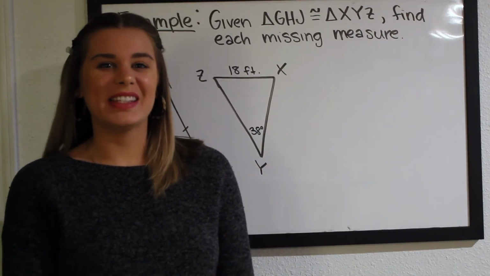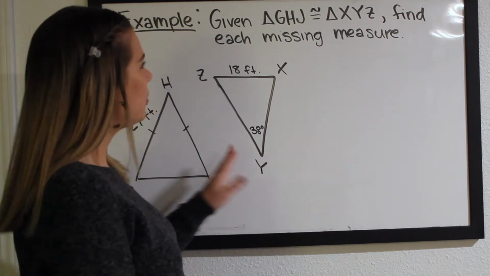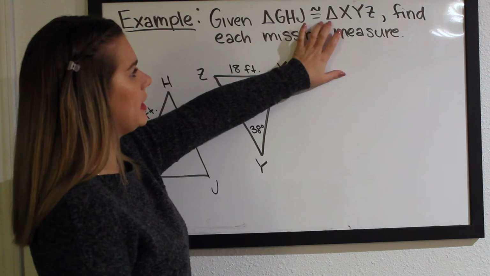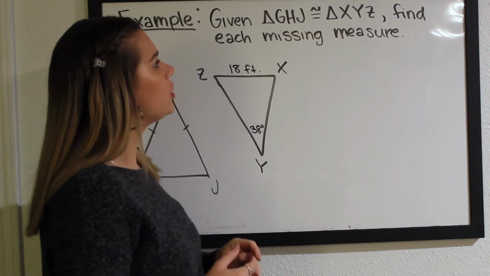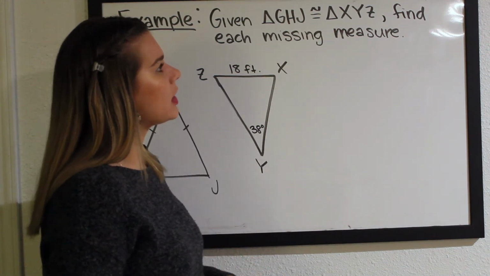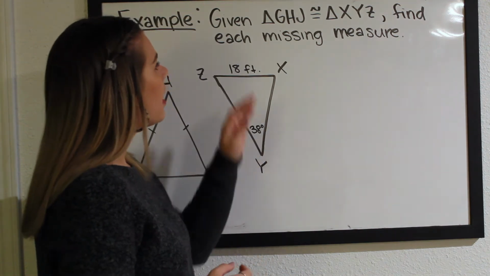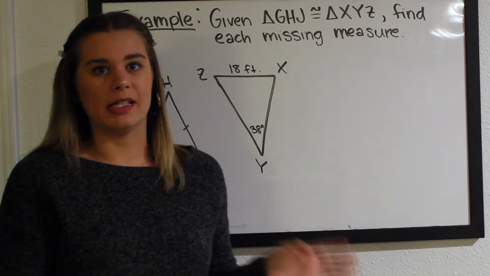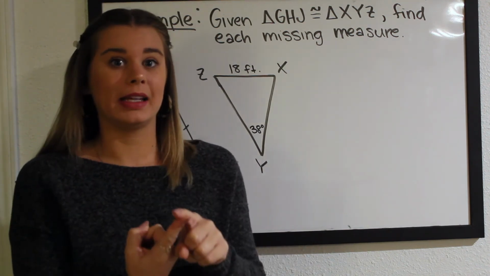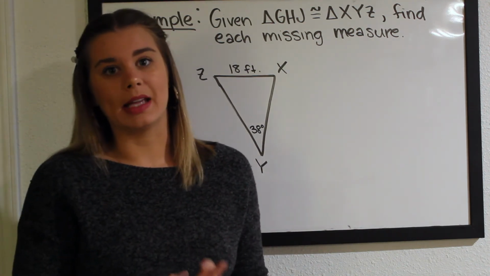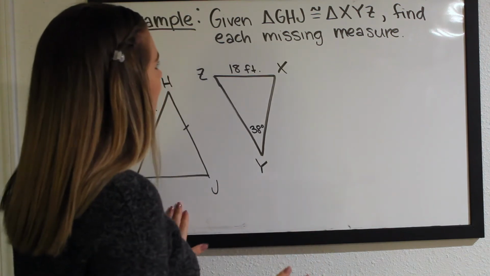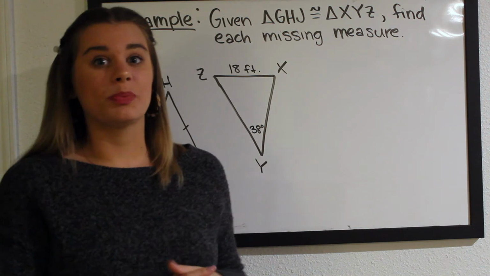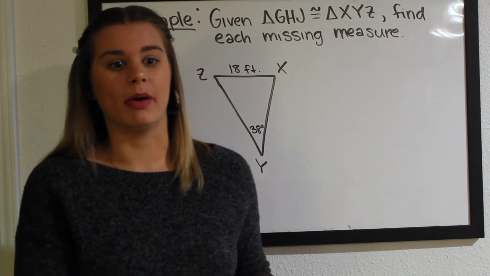All right, so in this example, we are given 2 congruent triangles. So it starts off by giving us a congruency statement that says triangle GHJ is congruent to triangle XYZ. And then we need to find each missing measure. So each missing measure means all of the missing side lengths as well as all of the missing angle measures. So we have our congruency statement. So this actually already tells us which parts are congruent and correspond.